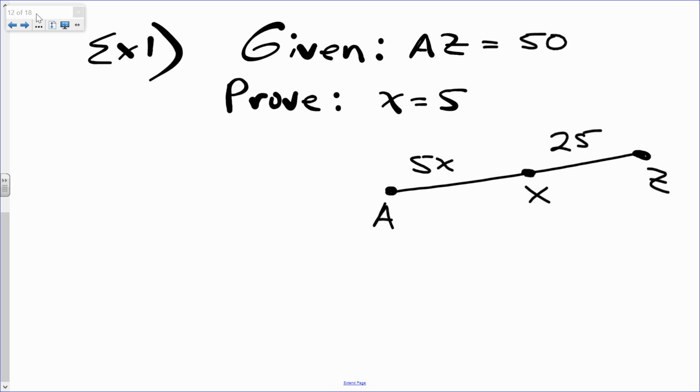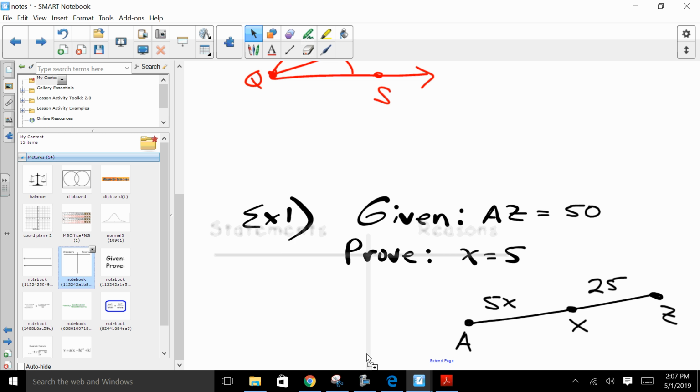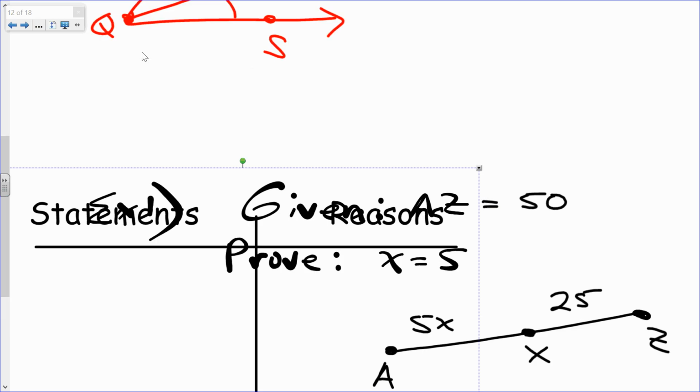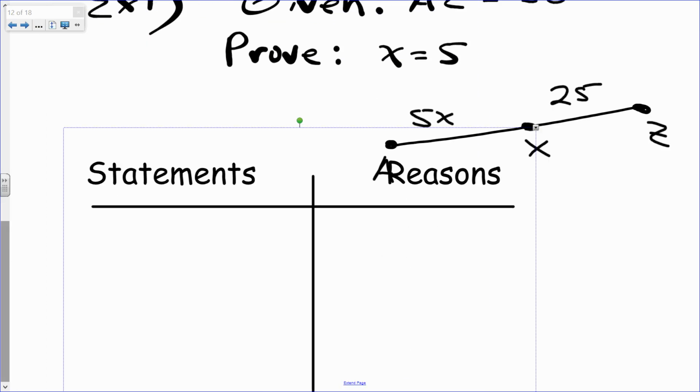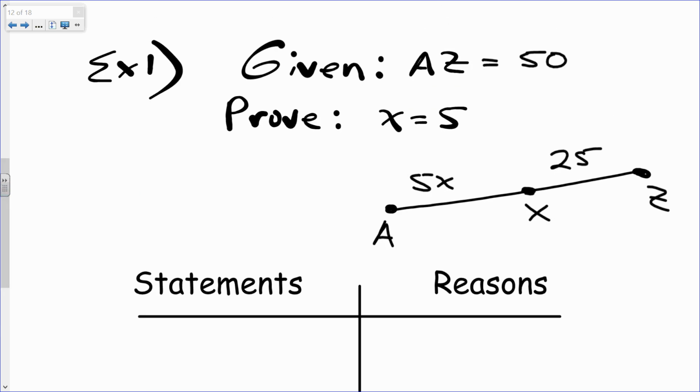We're given that AZ, that's the segment AZ, from here to here is 50. We've got to prove that x equals 5, but we've got to do it with a 2-column proof. Watch this. We're going to put statements and reasons. Give me a statements and reasons chart.